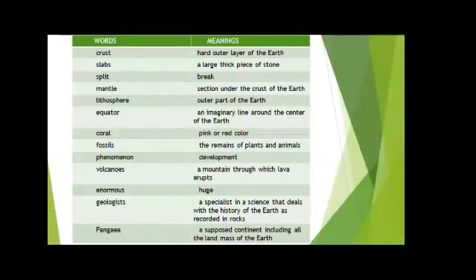Phenomenon is development. Volcanoes are mountains through which lava erupts. Enormous, huge. Geologist, a specialist in the science that deals with the history of the earth as recorded in rocks. Pangaea, a supposed continent including all the landmass of the earth. Take the screenshot of the words' meanings.